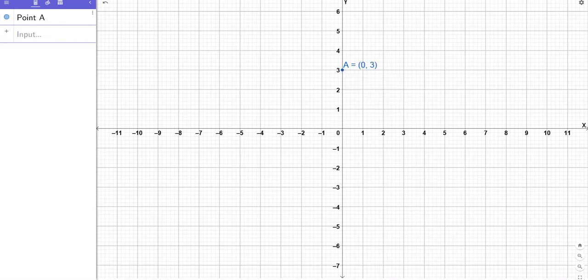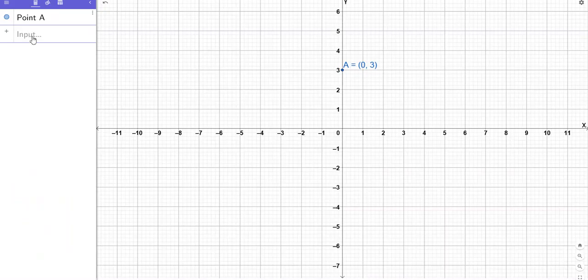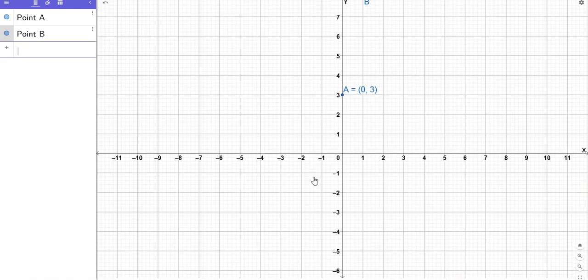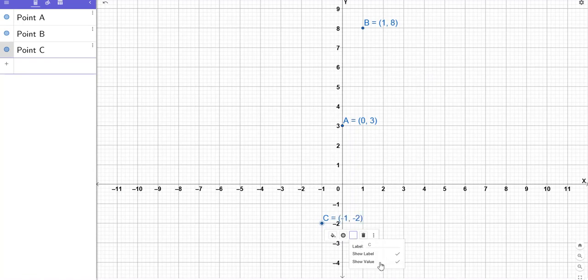What we had as the second point is 1 comma 8. So let's plot the second point as 1 comma 8. So 1 comma 8 is over here, and the third point was -1 comma -2. Here it is. So you all can see these are the 3 points which we have obtained as the solution, and now we'll draw a line joining these 3 points.